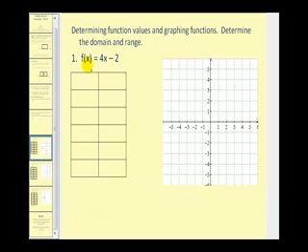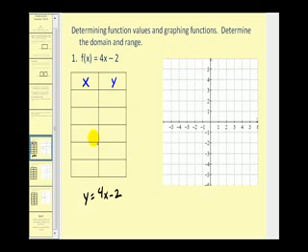Meaning if we have the function f of x is equal to 4x minus 2, if we want to we could rewrite this as y equals 4x minus 2. Remember, f of x is equal to y. So if we want to graph this function, we have a variety of options. This is in slope-intercept form, or we can go back to making a t-table. Just for illustration, let's go ahead and make a t-table.